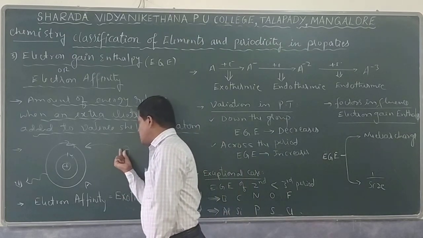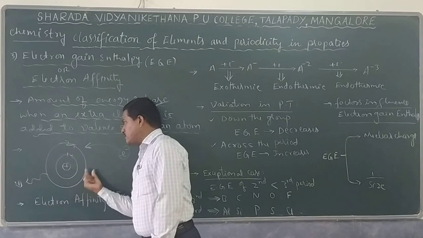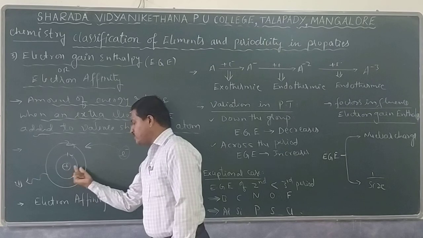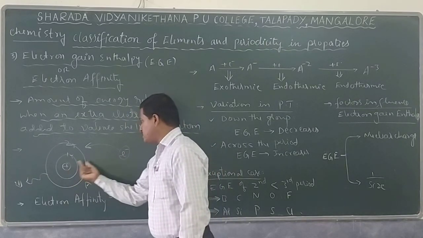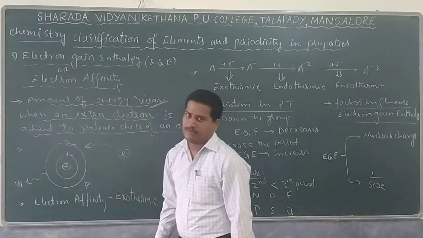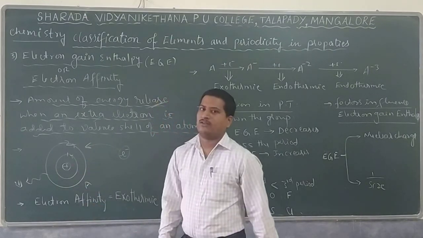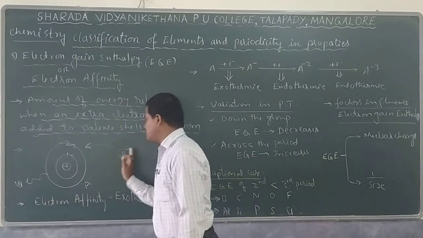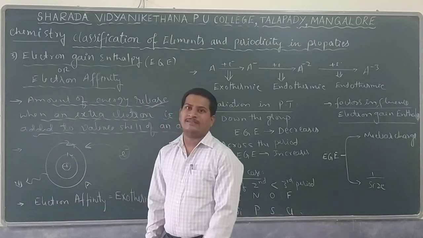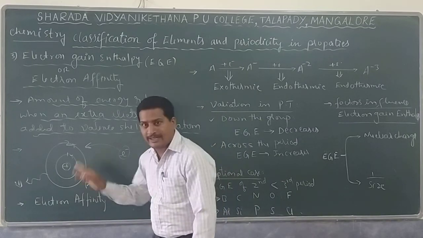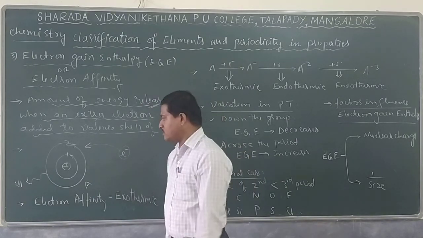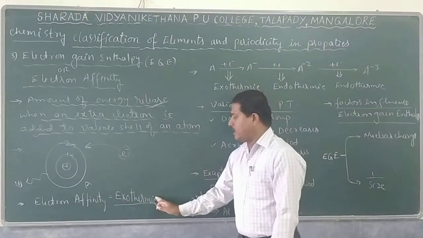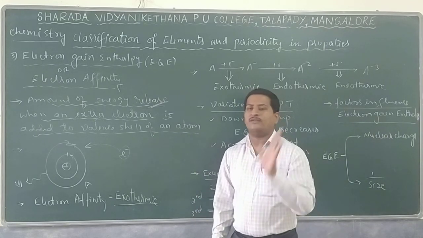So when the extra electron is added to the atom, it occupies the valence shell. Then the nucleus and the incoming electron: nucleus is positive charge, electron is negative charge. So there is a force of attraction, and thereby energy is released. This happens in the case of electron gain enthalpy or electron affinity. And always remember, if you add an electron to a neutral atom, then energy release takes place. As a result, the electron affinity value is exothermic in nature. Normally, electron affinity is exothermic.